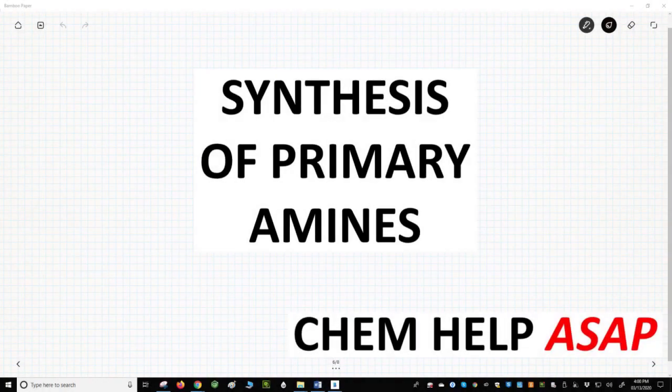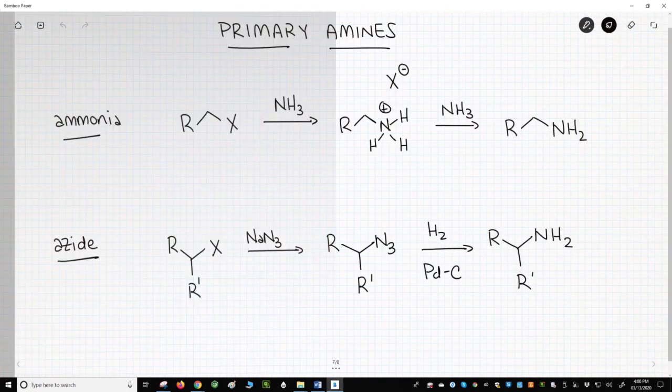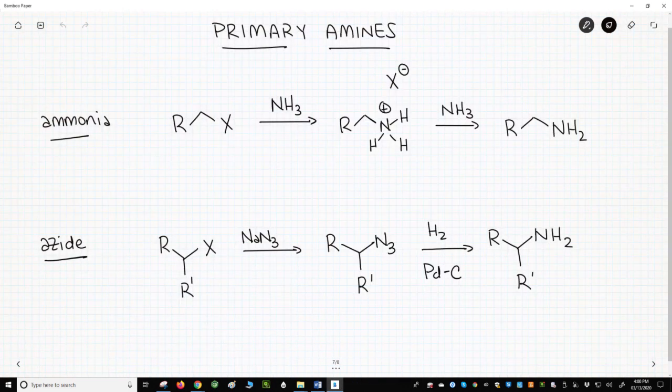Let's see how to make primary amines. Remember that primary amines have just one R group on the amine nitrogen. Primary amines are normally made through SN2 reactions, so the starter material is very often an alkyl halide.